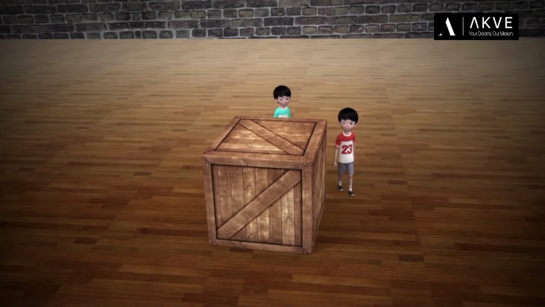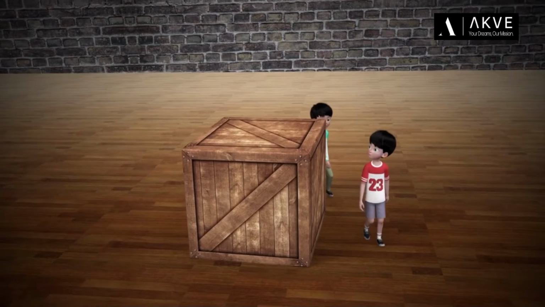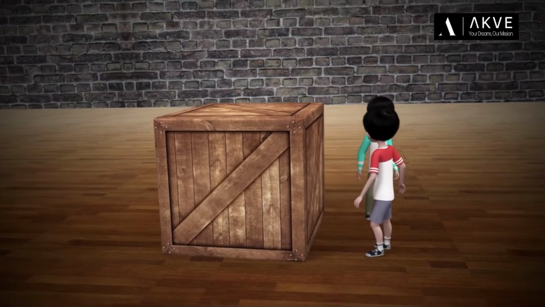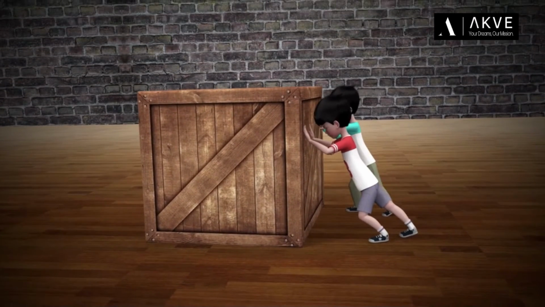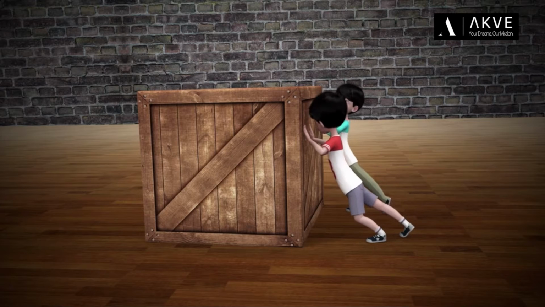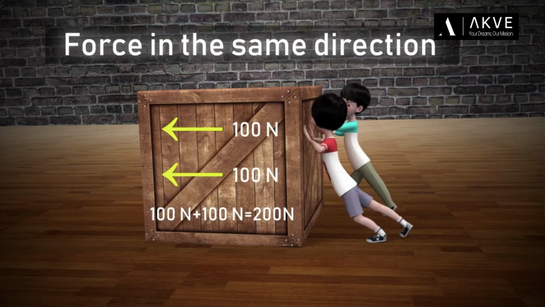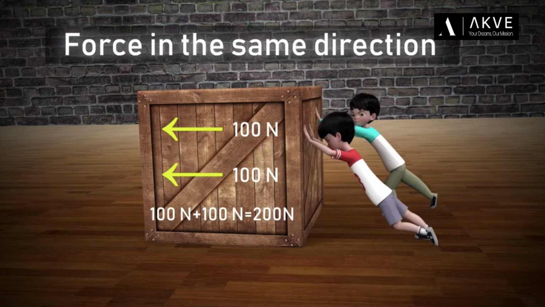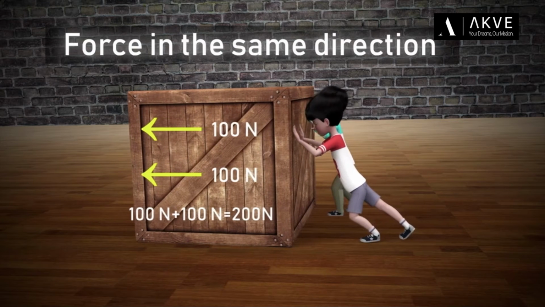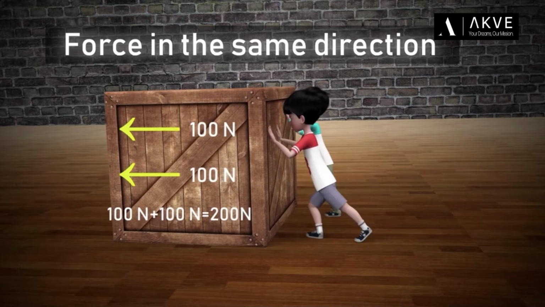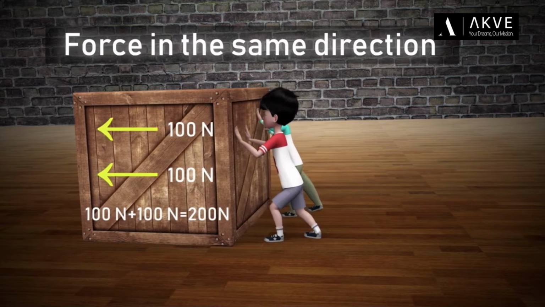So, did you get it? I'm sure you did, because this is an easy one. To move the box towards the left side, both of you should collaborate together and push it from the right. Why? Because when you apply forces in the same direction, your forces add up, and a maximum of 200 Newton force can act on the block.